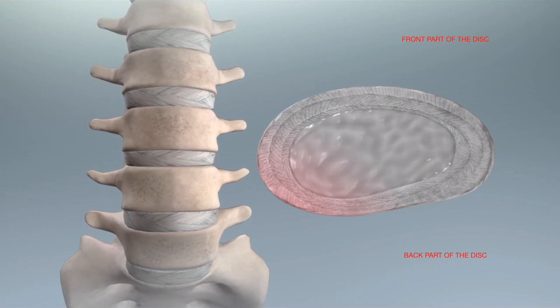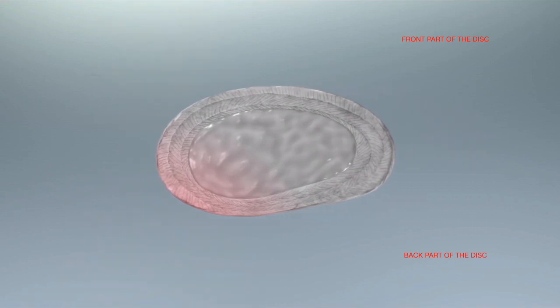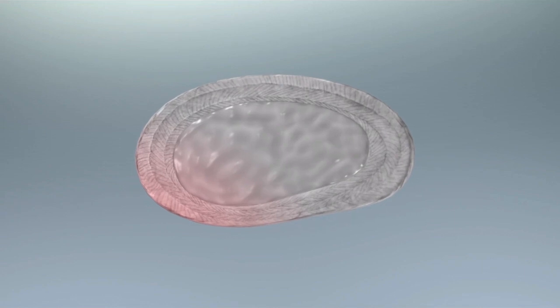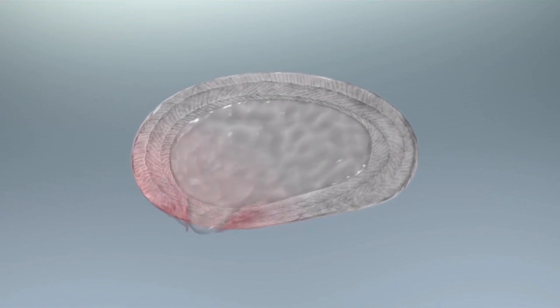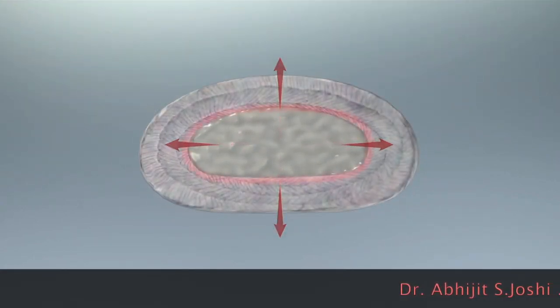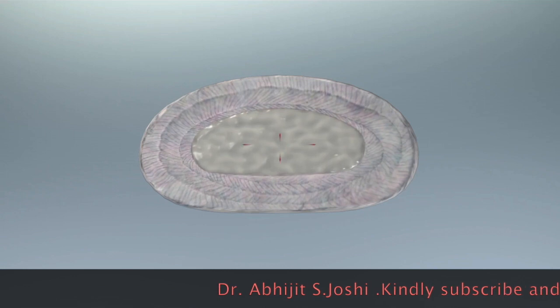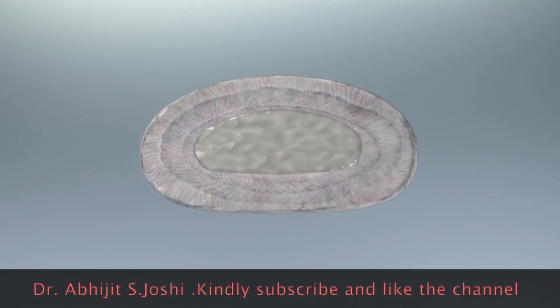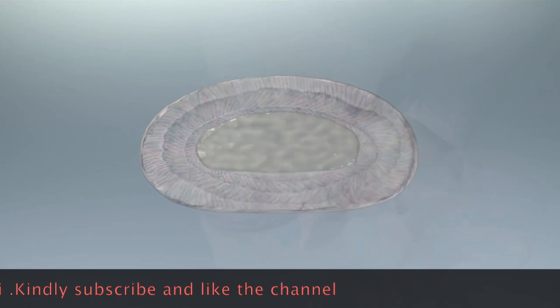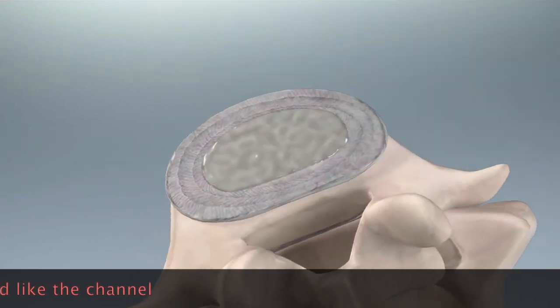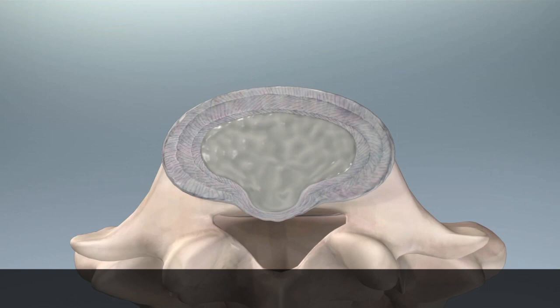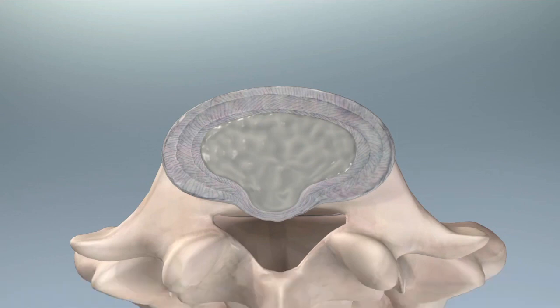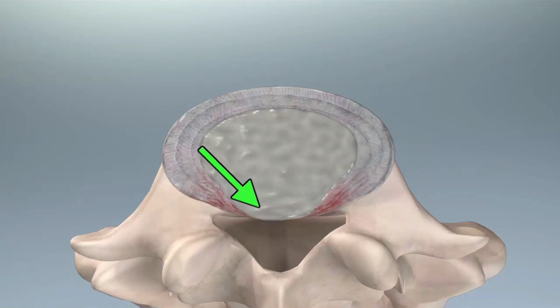This is the front part of the disc, and this is the back part of the disc. Now, as per this animation, you can see whenever there is a tear in the annulus fibrosus, some part of that nucleus pulposus comes out, and that causes problems. It's very difficult to tear the annulus, but when it does tear and the pressure becomes too much, the nucleus pulposus comes out. As you can see in this picture, where the arrow is being shown, this part is the disc bulge that usually occurs, and it precedes a slip disc.